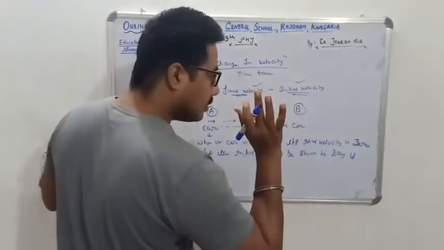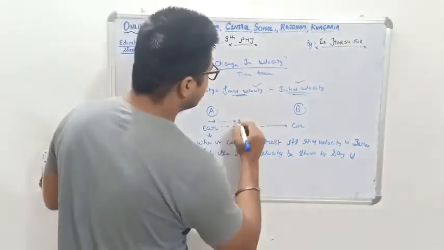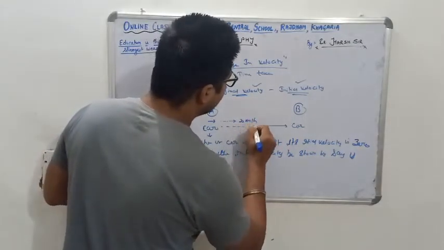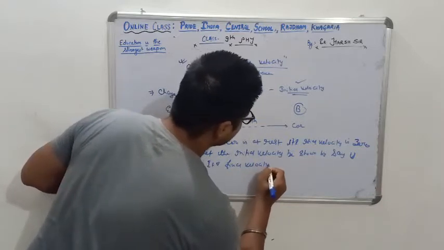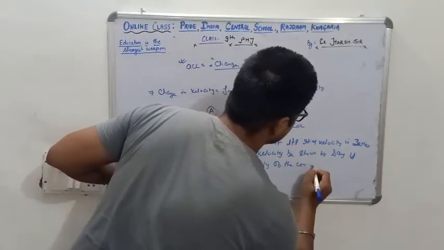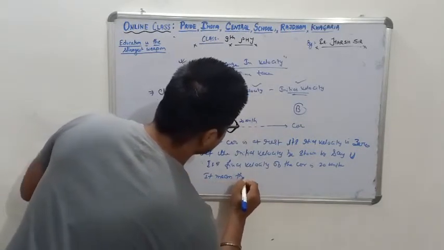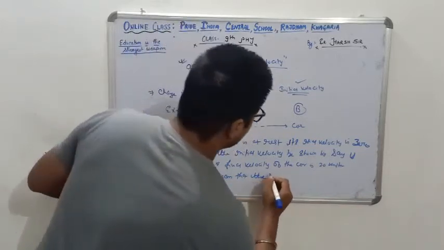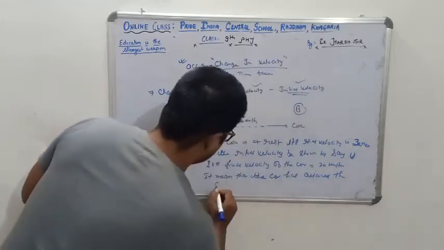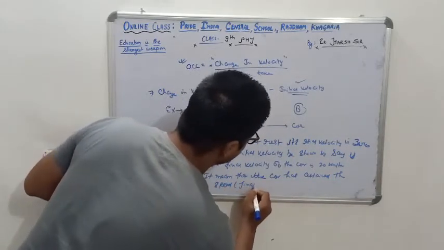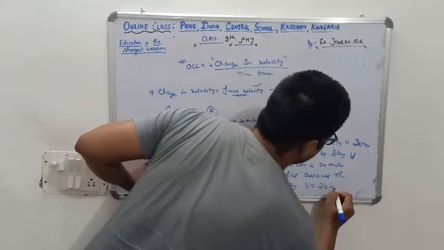Now you start the car from here. You switch on the ignition, put on the gears and start the car. What happens? The car starts moving, and suppose it has attained a speed of 20 kilometers per hour. Therefore, the final velocity, say v, is equal to 20 kilometers per hour.